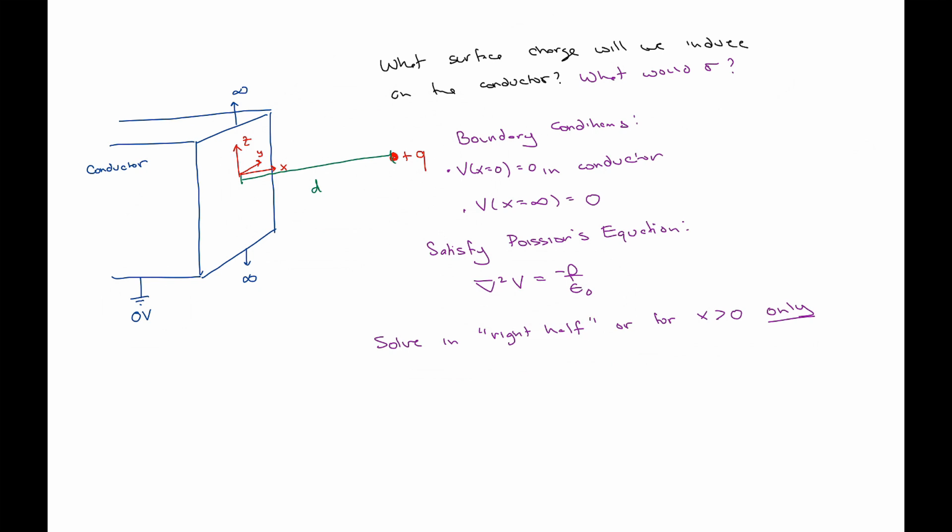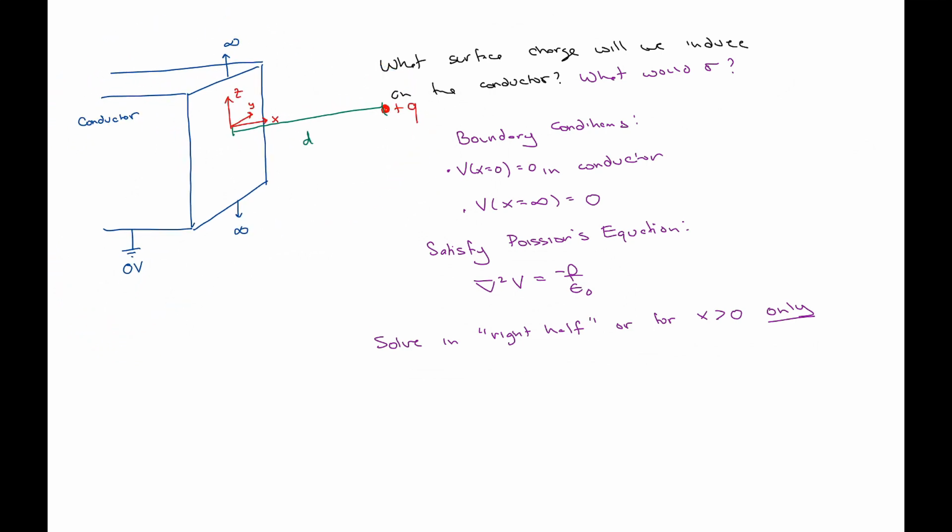Okay, so now I have to be a little bit clever about this. I'm actually going to move this up here. And I'm going to think a little bit about my boundary conditions. I know that the potential is 0 where x equals 0, so all along this plane here. I know that the potential is 0 at infinity. And I know that it satisfies Poisson's equation. So I can come up with another solution using this fake charge that actually satisfies those same conditions.